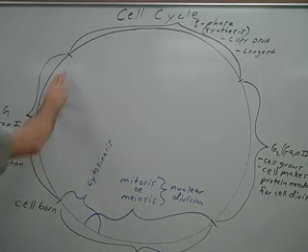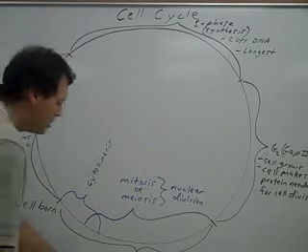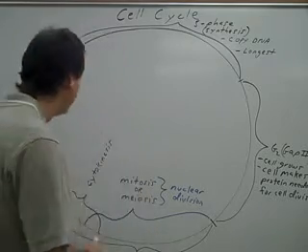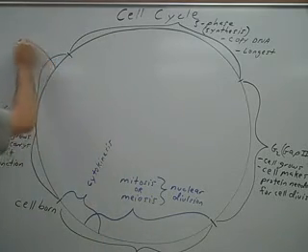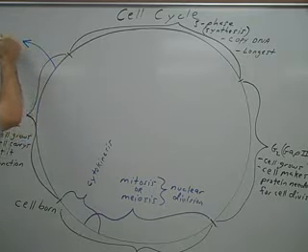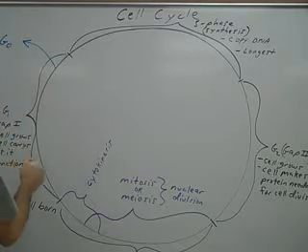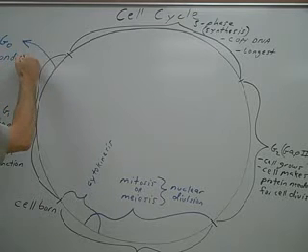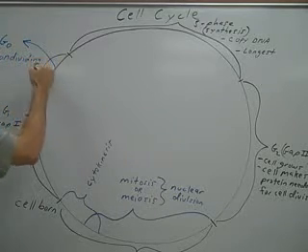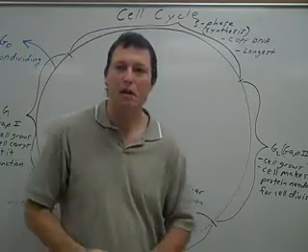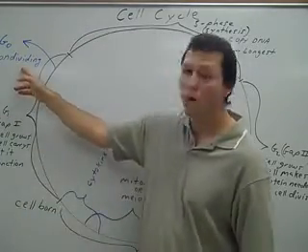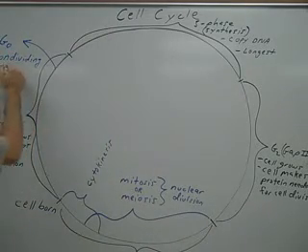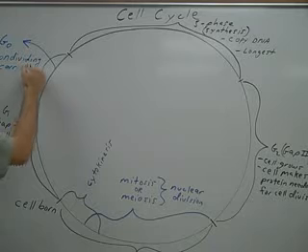Now if we go back up to G1, the cells are actually capable of leaving the cell cycle if they want. And they go into a special stage called G0. This is a non-dividing stage. In fact, most of the cells of the body ultimately will go to G0. And in G0, all the cells are going to do is carry out their function.